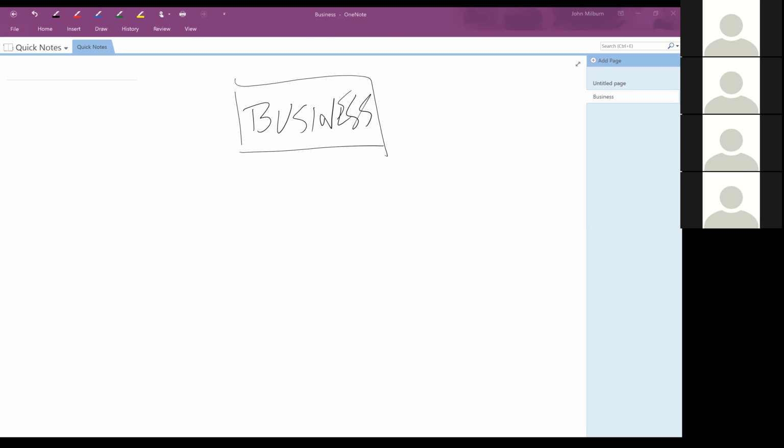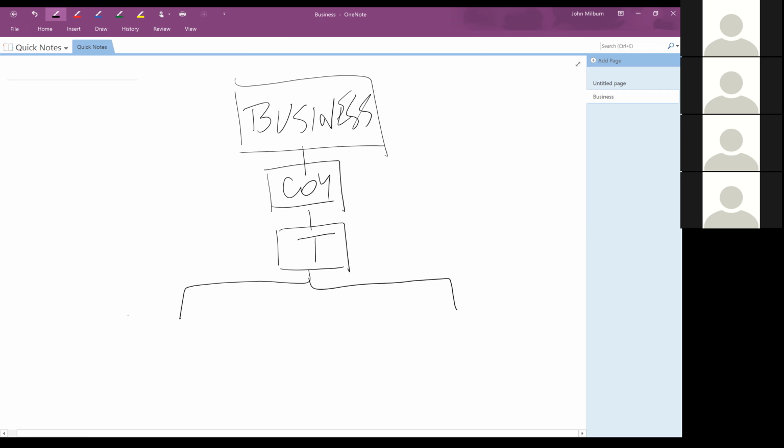All right, so we've got a business, and that business is owned by a company. And that company is trustee for a unit trust. And the terms of the unit trust are that there are 2 units, or equal shares or unequal shares of units. So at this level here, we have a trust deed.